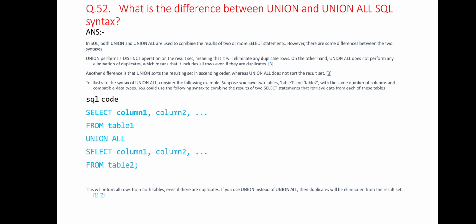Another difference is that union sorts the resulting set in ascending order, whereas union all does not sort the result set. To illustrate the syntax of union all, consider the following example. Suppose you have two tables, table 1 and table 2, with the same number of columns and compatible data types. You could use the following syntax to combine the results of two select statements that retrieve data from each of these tables. SQL code, that is: select column 1, column 2 from table 1 union all select column 1, column 2 from table 2. This will return all rows from both tables even if they are duplicates. If you use union instead of union all, then duplicates will be eliminated from the result set.